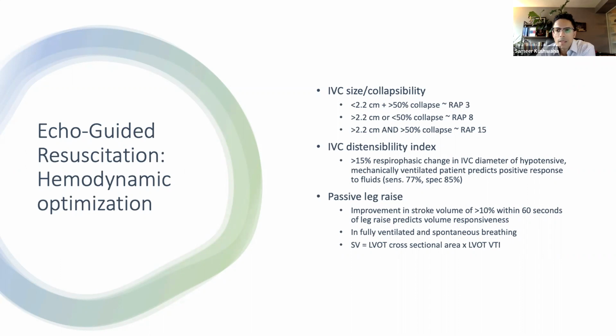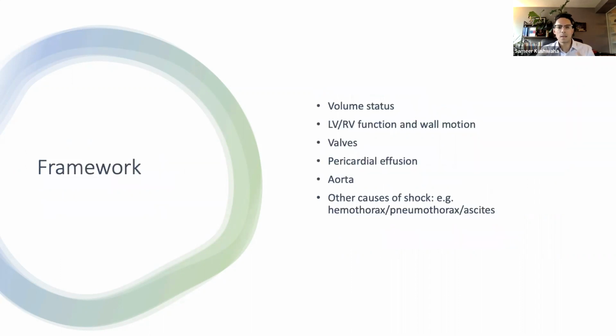So finally, just to summarize, this is the framework that I would use when I'm going to assess a patient who has had trauma and I'm going to do an echocardiographic assessment. So I would try to think about their volume status. I would look at their left ventricle and right ventricular function and wall motion, look at their valves, look for pericardial effusion, and try to assess their ascending aorta, the arch from the suprasternal area, and the descending aorta from the subxiphoid area. And then finally, I would look for other causes of shock that might be contributing, such as a hemothorax, pneumothorax, or free fluid in the abdomen.